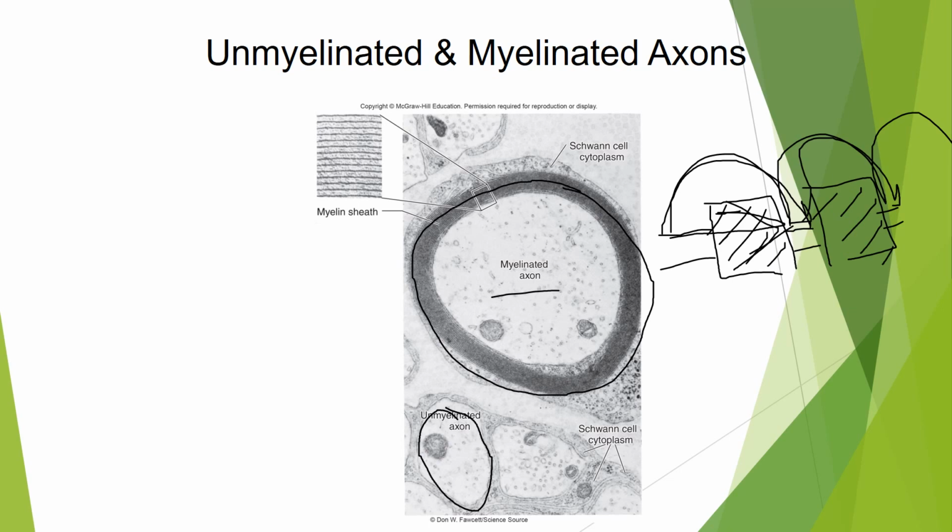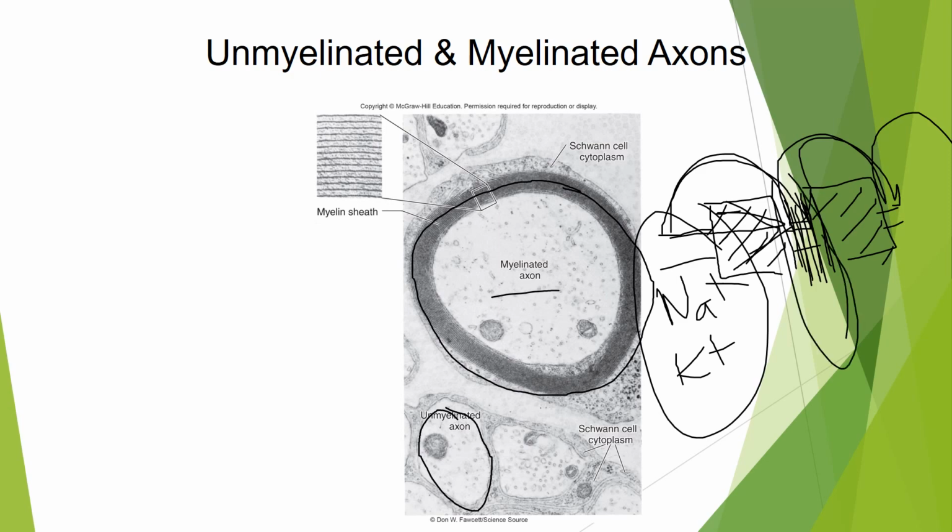So typically, the fastest impulses that we have are myelinated axons and very large axons because that allows for a high concentration of those sodium and potassium channels to be within those nodes of Ranvier.